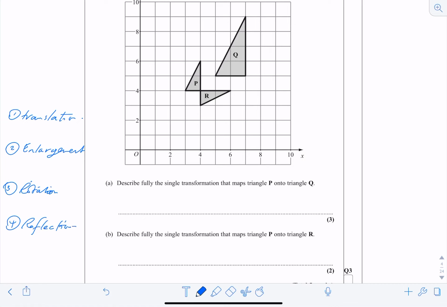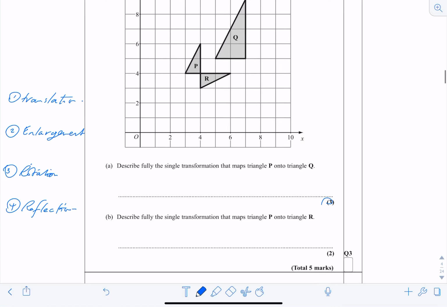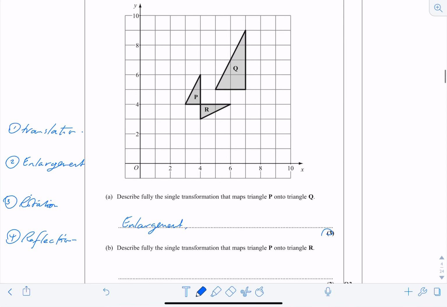And each of these requires a certain number of pieces of information. If you look at the first one, it's out of 3 marks, so they're looking for 3 pieces of information. Now I can see that this is an enlargement. Hopefully you can see that as well. So the first thing we need to write is enlargement. That's 1 mark. Then you need to say how much bigger it is, so we need to look at the scale factor.